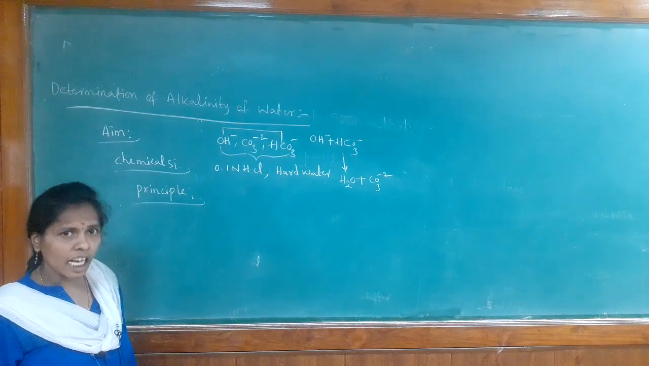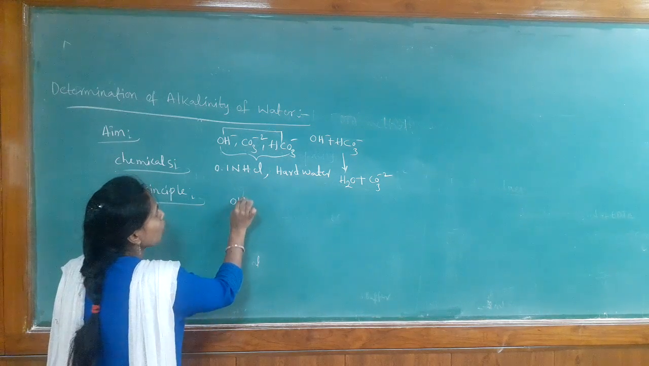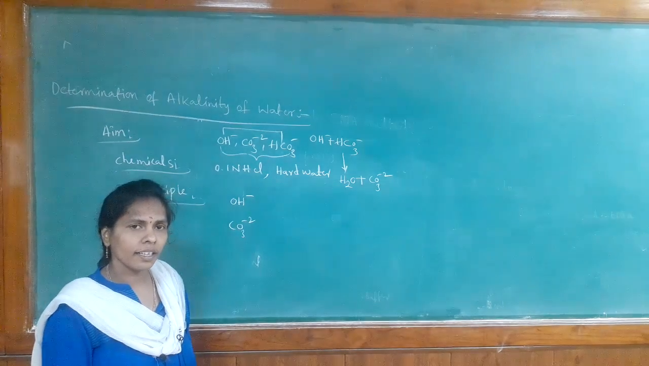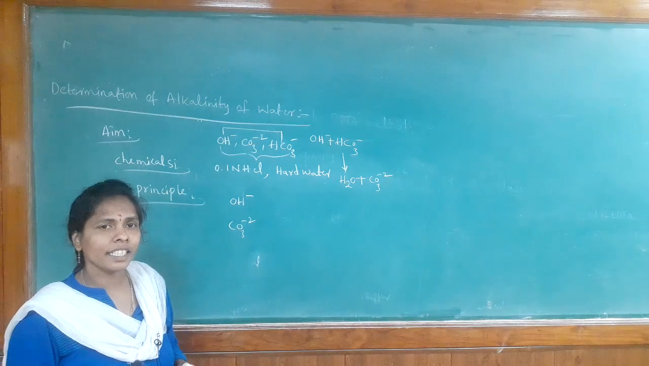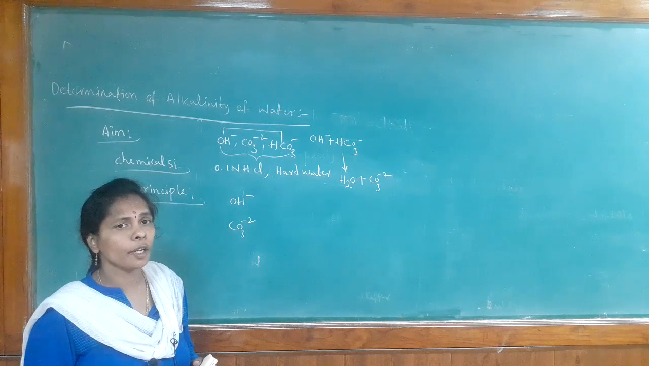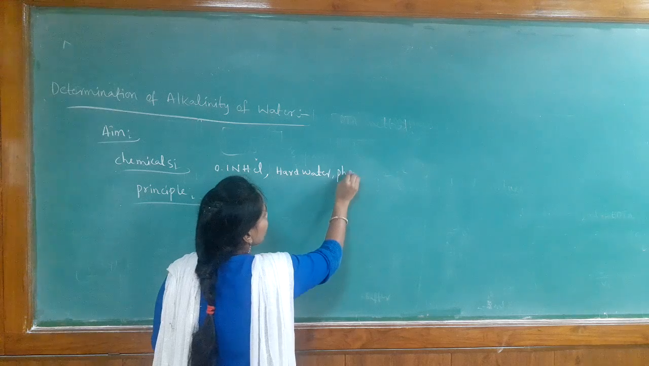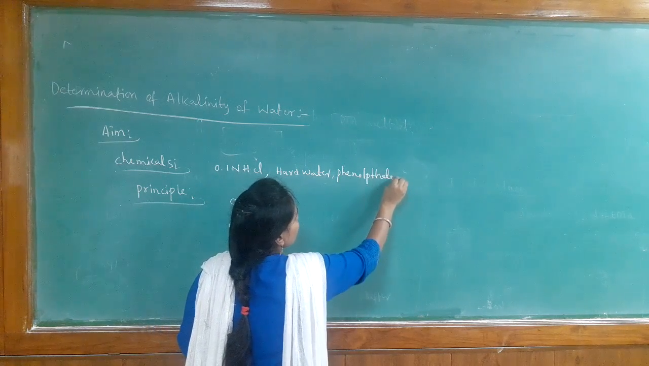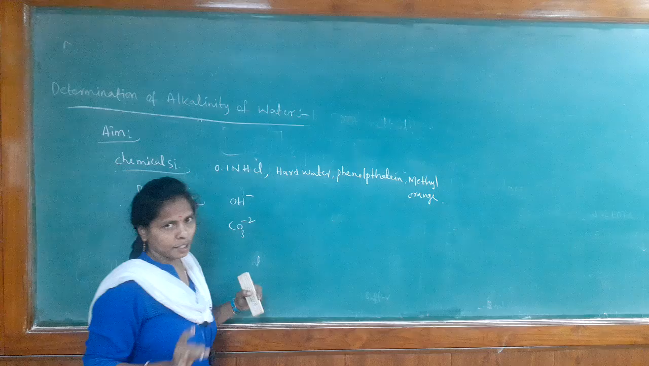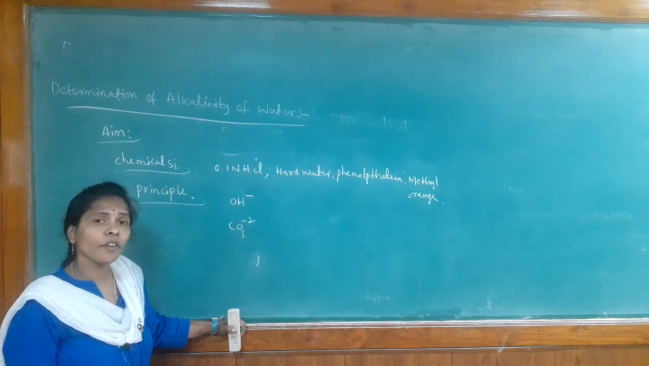Now let us assume our water sample has OH minus and carbonate. So, we need to add indicators also in the chemicals, because without indicators can we find the end point? We can't, because only by using an indicator can we find the end point by color change. So, what are the indicators here? Phenolphthalein and methyl orange. Generally, in every experiment we use only one indicator, but in this experiment we are going to use two indicators: one is phenolphthalein and another one is methyl orange.